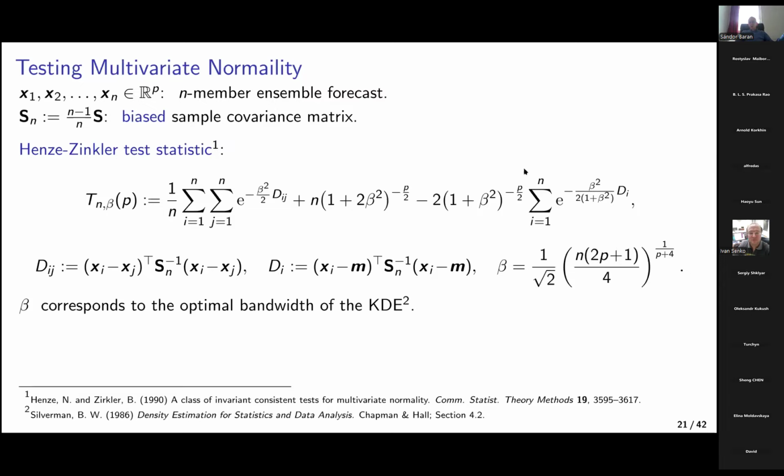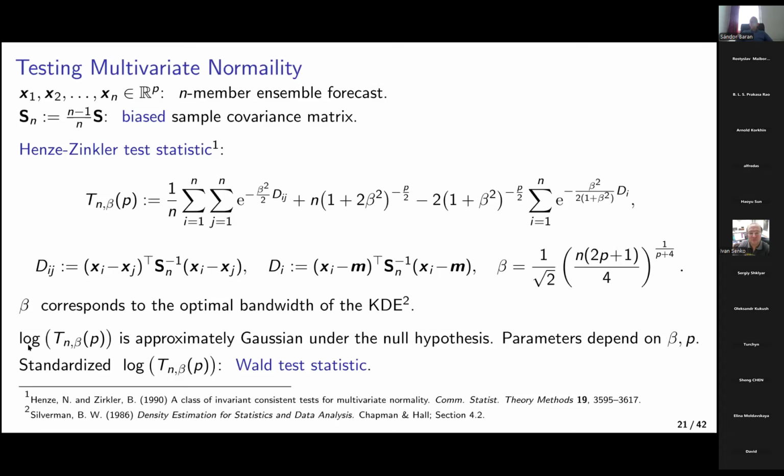And this is the form. It compares the kernel density estimator based on the sample with a true Gaussian distribution. And if you take the logarithm of this test statistic, it's Gaussian. And if you standardize it, it's called the Wald test statistic. It's a standard Gaussian. So we can use a simple standard Gaussian test to test multivariate normality.